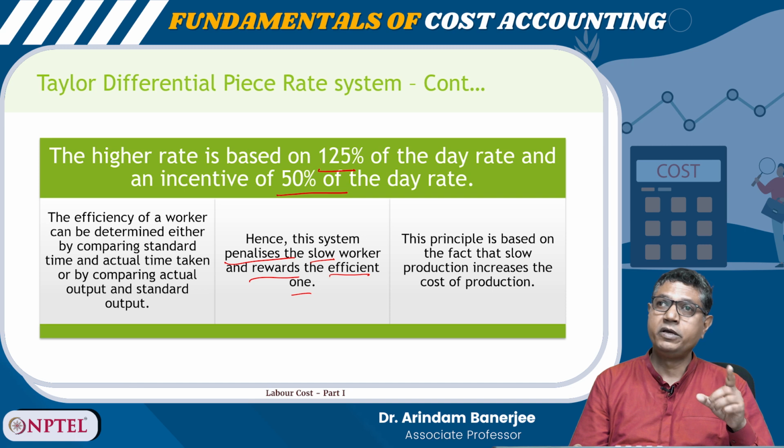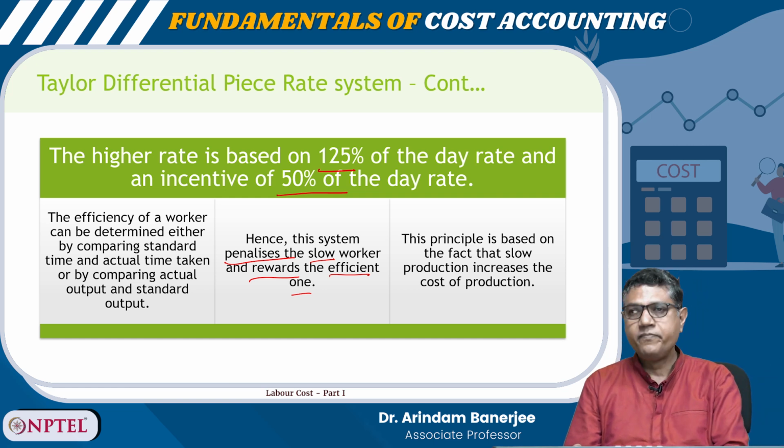So, they are considering the efficiency of the worker. So, the underlying principle is what? If the production is slow because of the labor's performance, then it increases the cost of production. So, a part of this loss should be borne by the worker, right?